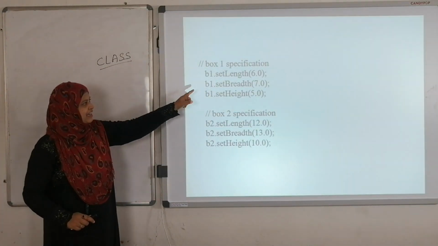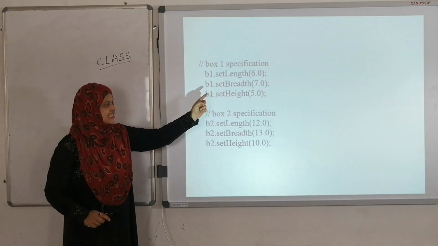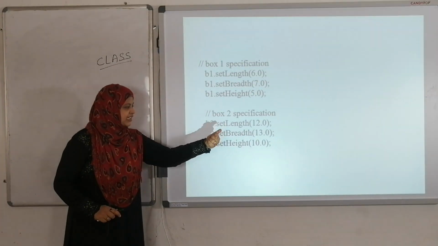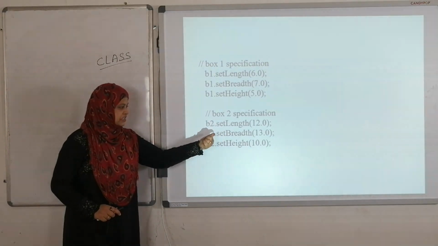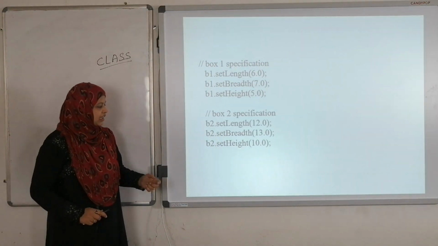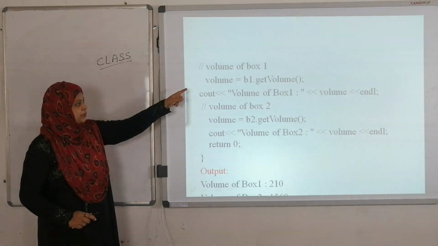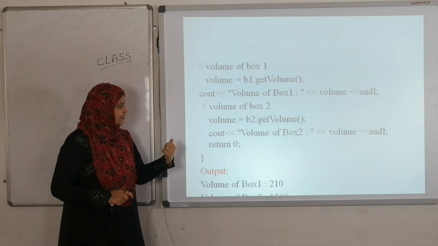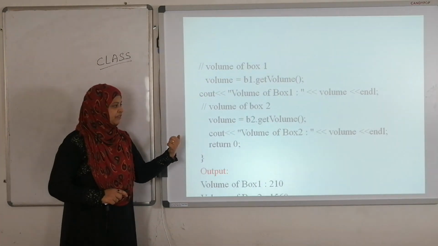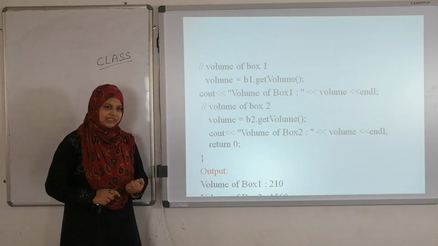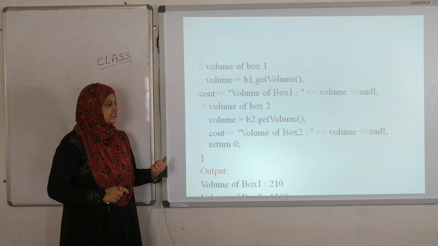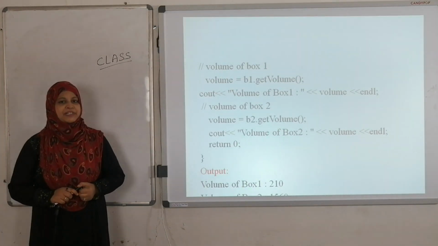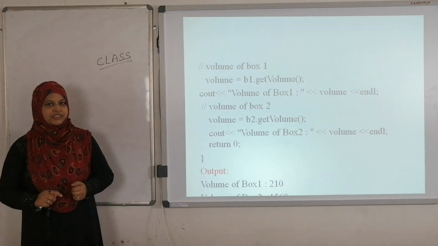Then we are passing the values to the set length function, set breadth function, set height function. For the object b2 we are passing the values 12, 13, 10 to the set length function, set breadth function and set height function, right? Then we are printing the volume of box 1 by using the object b1. Then we are printing the volume of box 2 by using the object b2. Is it clear up to here? We discussed this in yesterday's class. Now we are going to implement this complete program by using the C++ compiler, and I'll show the execution.